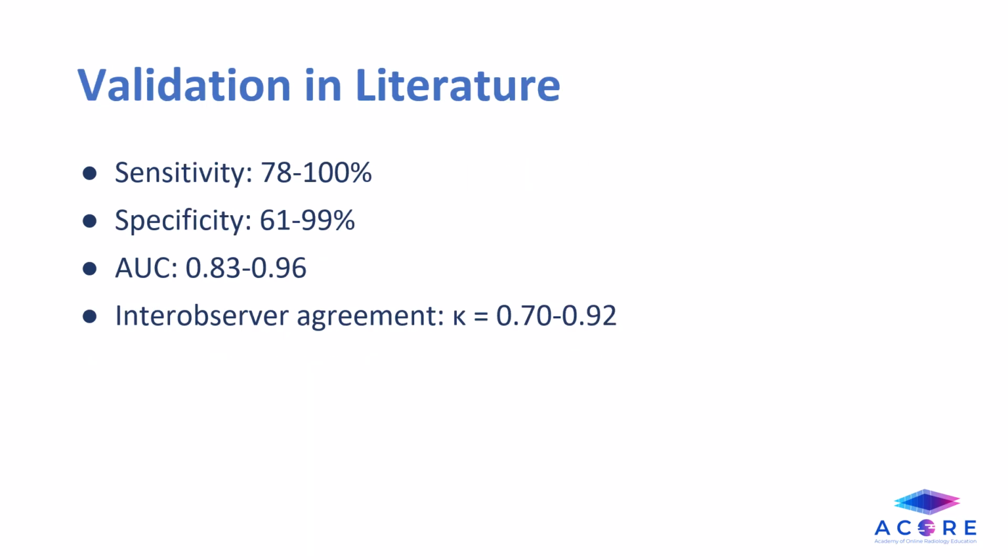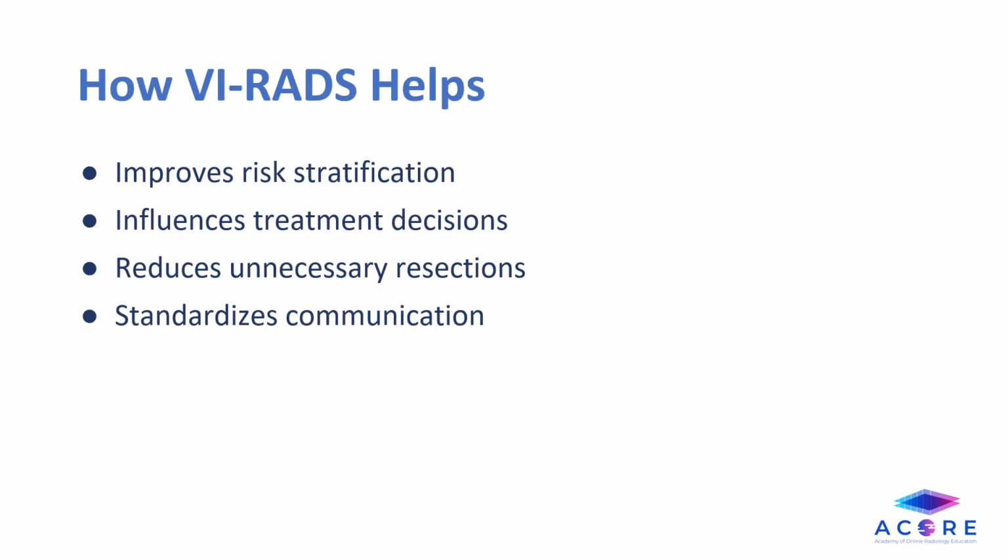Since its institution, studies have shown VI-RADS to have excellent sensitivity and specificity for detecting muscle invasion, with area under the curve values above 0.8. Agreement between readers is also strong, showing that this is a very dependable tool in clinical workflows. Regarding the clinical impact of the scoring system, VI-RADS refines our ability to separate non-muscle invasive from muscle invasive cancers, improving risk stratification. It helps us to support better treatment decisions and to reduce unnecessary repeat procedures and improves communications with referring urologists.